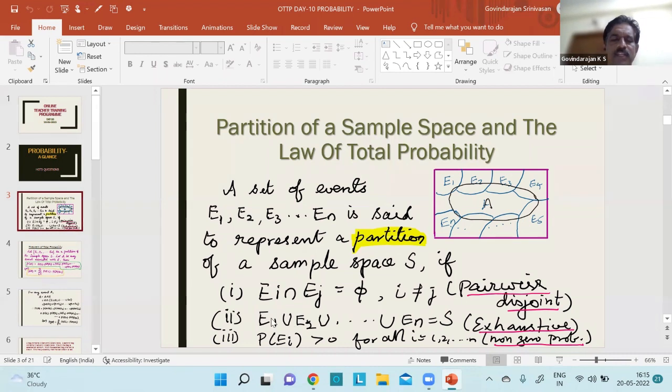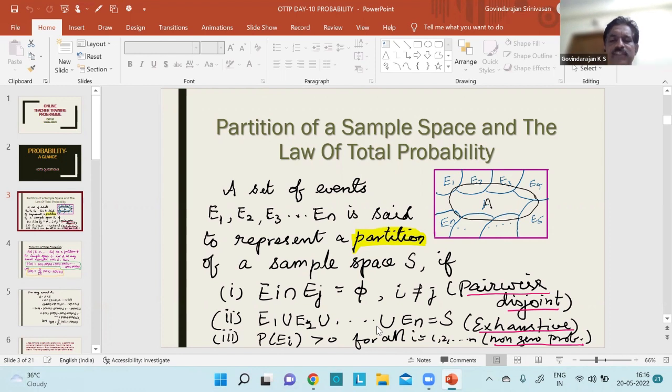And E1, E2, E3, etc., En are exhaustive events. Exhaustive means that the union of all the events is equal to the sample space. And each event has a non-zero probability of occurrence, which means the probability is not equal to 0; it must be greater than 0. Of course, we know that the probability of any event lies between 0 and 1, so it must be greater than 0, not equal to 0. These are the three conditions.